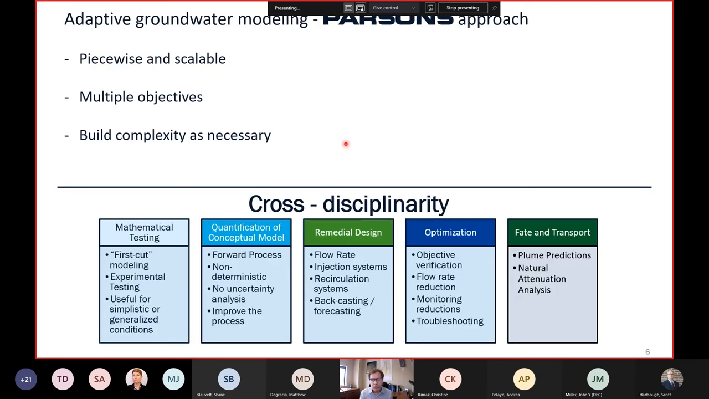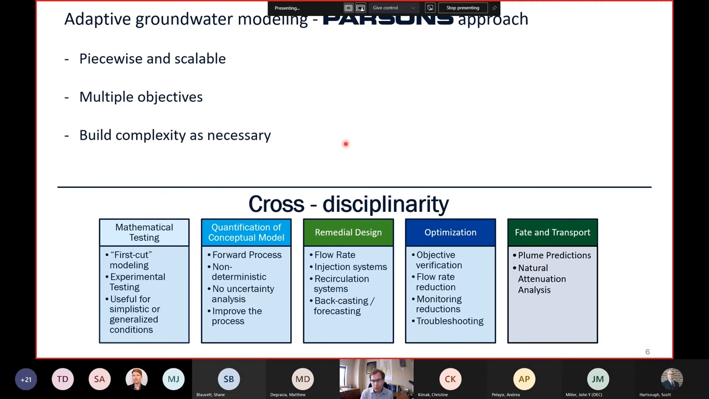So the first couple of slides here, I'm really talking about some of Parsons' approaches to groundwater modeling and how we try to weave that into other Parsons processes. We do adaptive groundwater modeling. And what that means is we make it piecewise and scalable. We usually have multiple objectives, and we try to commit to those objectives along the way, depending on the size of the groundwater model. But also we like to build complexity as necessary.